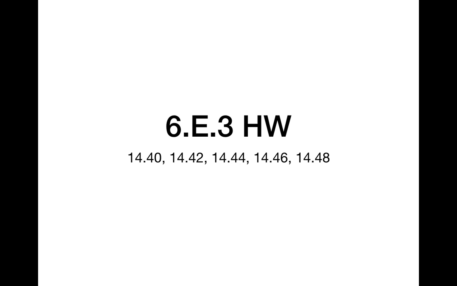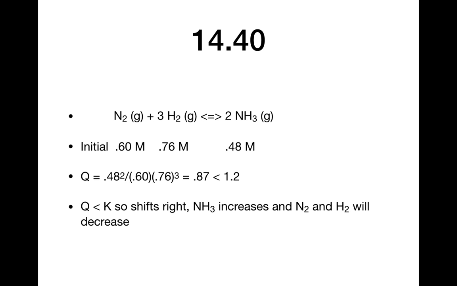All right, here we have the 6.8.3 homework, 1440, 1442, 1444, 1446, and 1448. Starting with 1440, we have the equilibrium N2 gas plus 3H2 gas makes 2NH3 gas. Our initial molarities are 0.60 molar, 0.76 molar, and 0.48 molar.